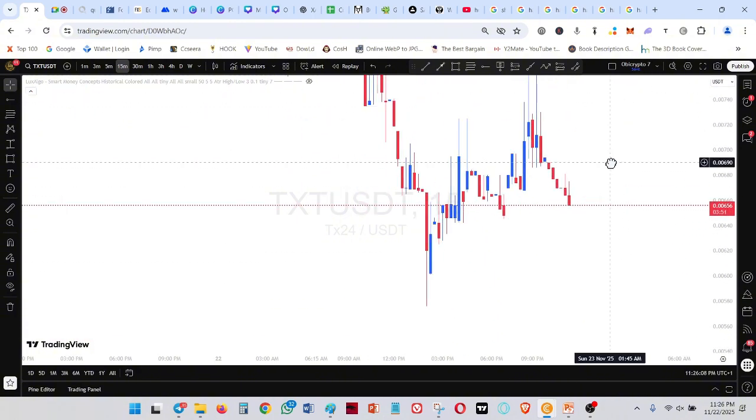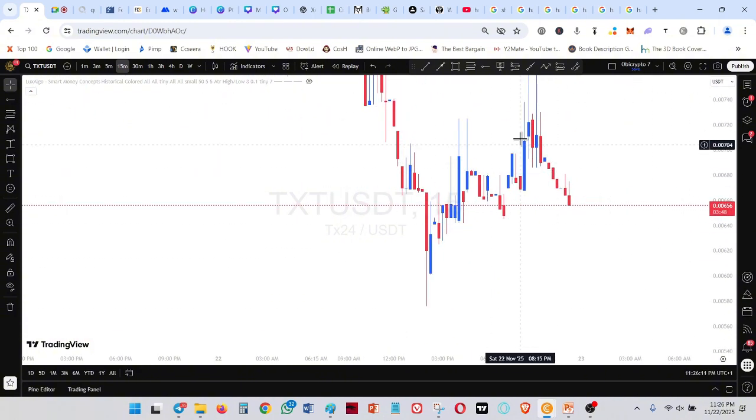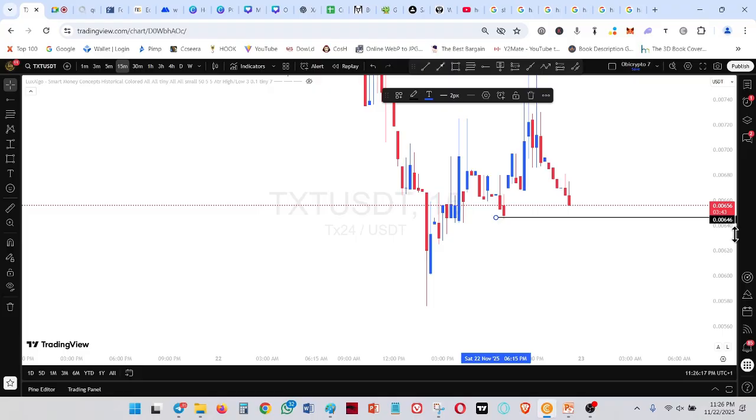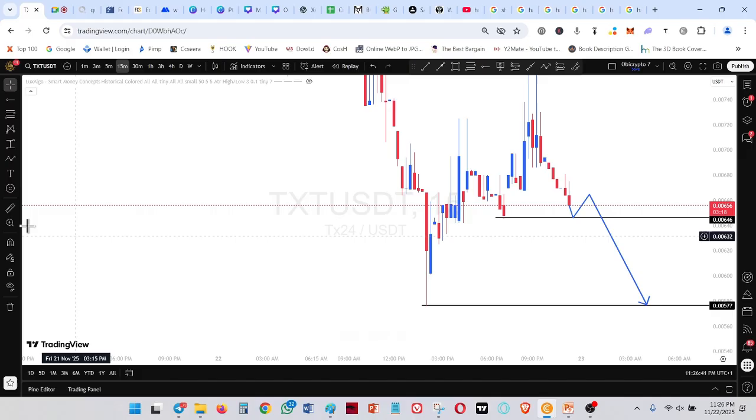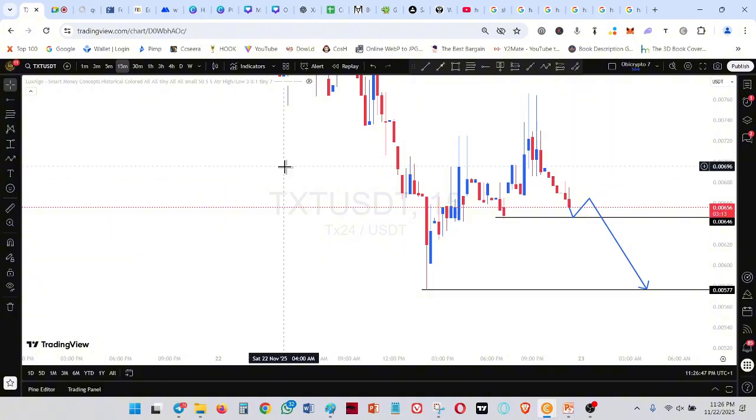From what I'm seeing here, TXT can still come down. First of all, it has a liquidity to clear at this level here, 0.00646. It also has another liquidity here to clear at 0.0057. So you might have it come down here like this after coming back here to this resistance level to retest, and then from there it will shoot down to this place. So this is what I'm seeing on TXT.